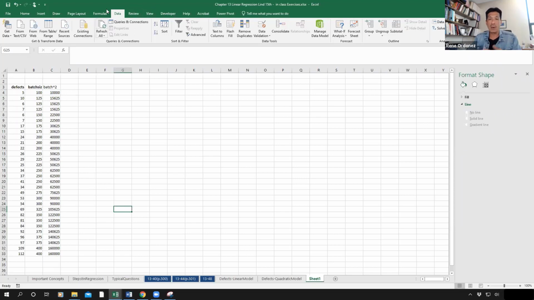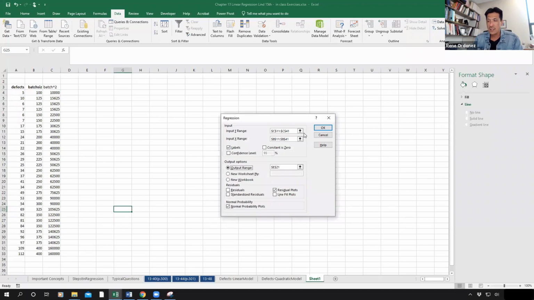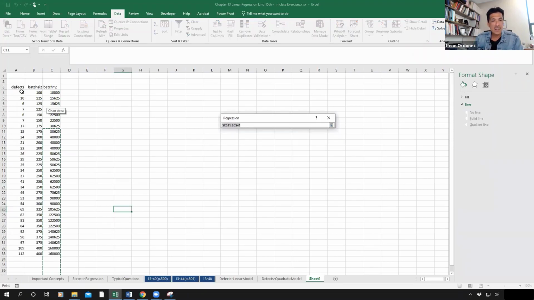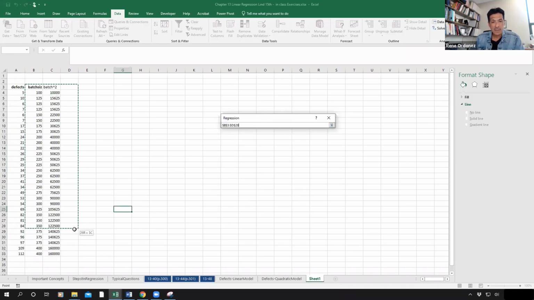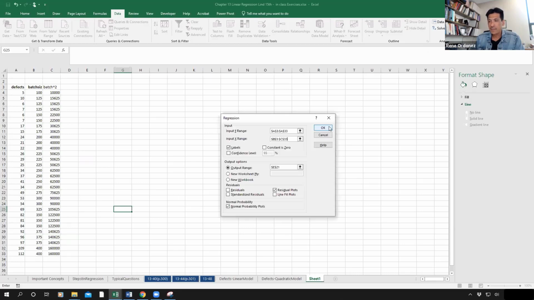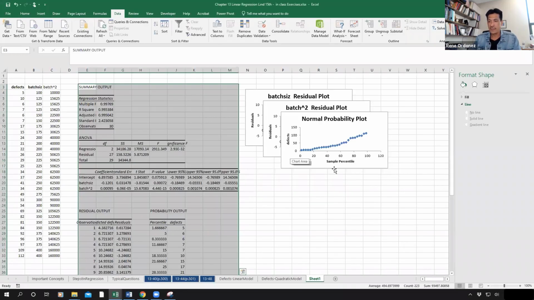Okay, and then I'm going to run, hopefully this will work this time. Data analysis, regression, and all right. For some reason, there's something defective in this worksheet here. Okay, labels included. Output would be in E4. And then I'll ask Excel to compute the residual plots and normal probability plot. Click OK. Here's the output.